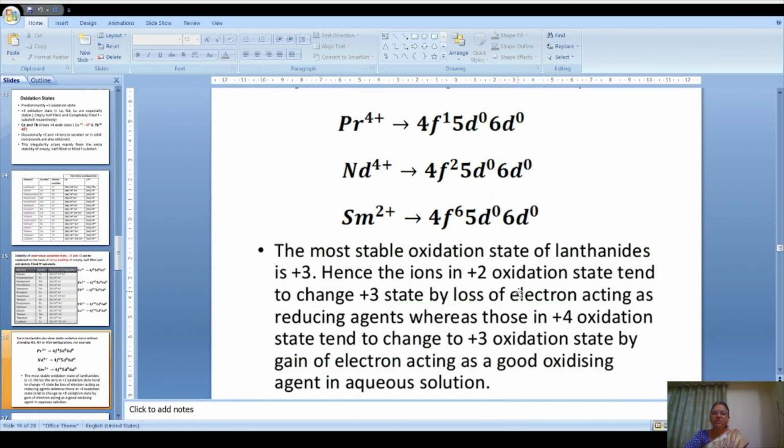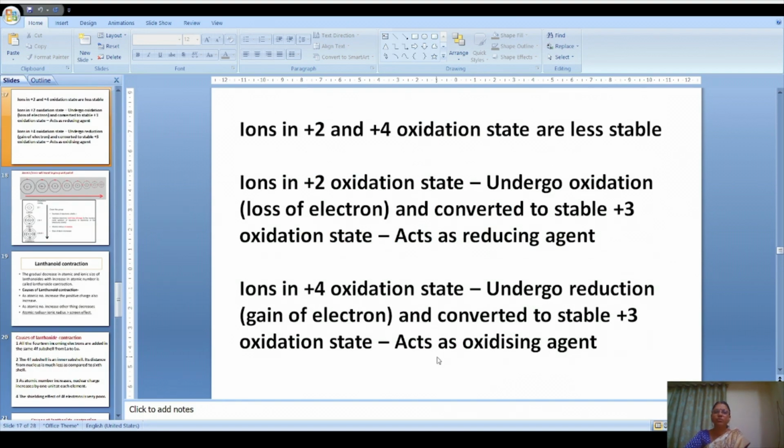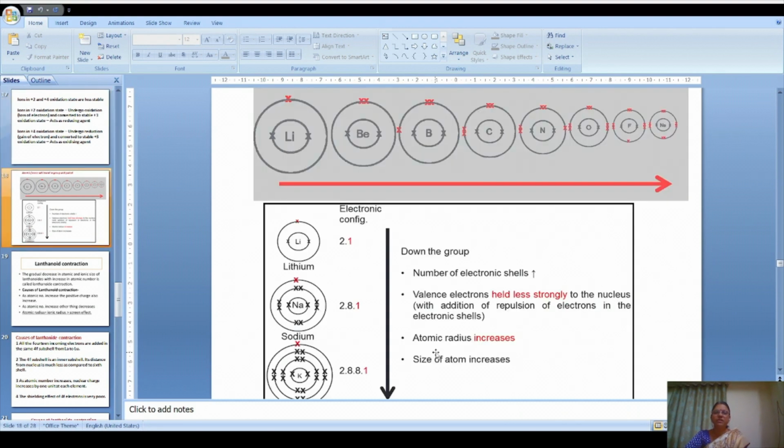Ions in the +2 oxidation state tend to change to the +3 oxidation state by loss of an electron, and they act as a reducing agent. Whereas ions in the +4 oxidation state tend to change to the +3 oxidation state by gain of an electron, and therefore they act as a good oxidizing agent in aqueous solution. So here the +2 and +4 oxidation states are less stable, and +2 oxidation state ions act as a reducing agent, and +4 oxidation state ions act as an oxidizing agent.